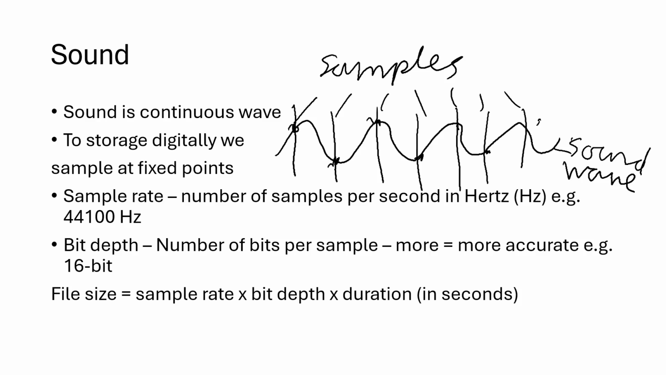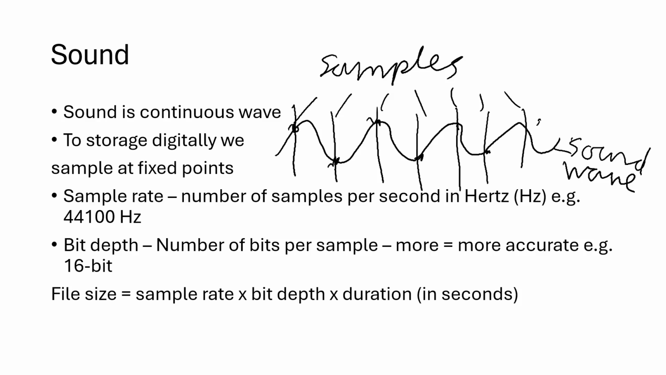There are two major things that affect the quality of, or how well, a sound file represents the sound it's intended to represent. The first is the sample rate. That is the number of samples we take per second, and it is measured in hertz, where 1 hertz is 1 sample per second. A typical sample rate for a sound file is 44,100 hertz. So that's sampling 44,100 times per second, which is a lot, and that's how we can get fairly accurate sounds.